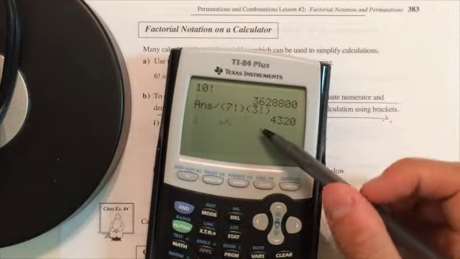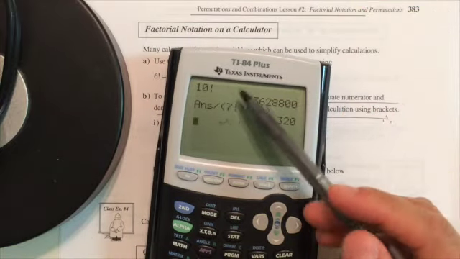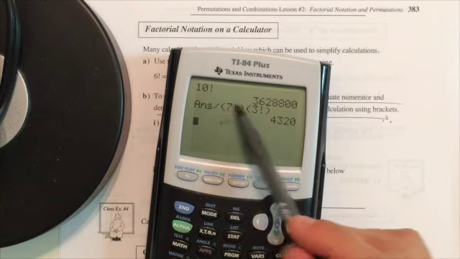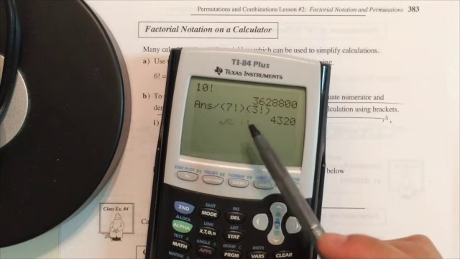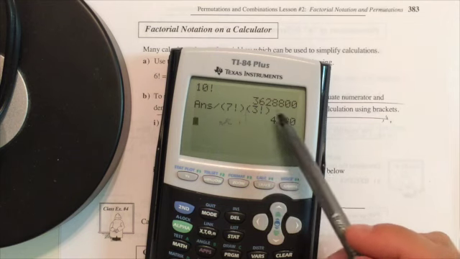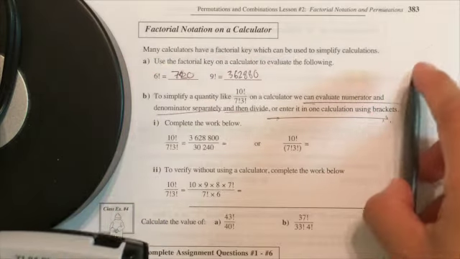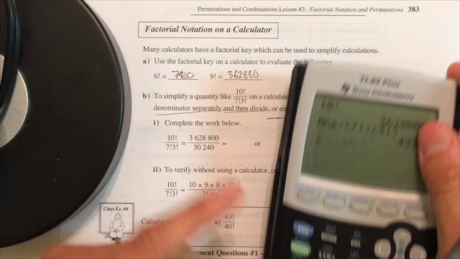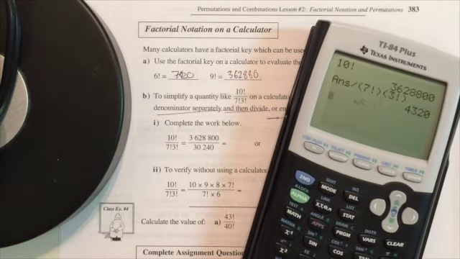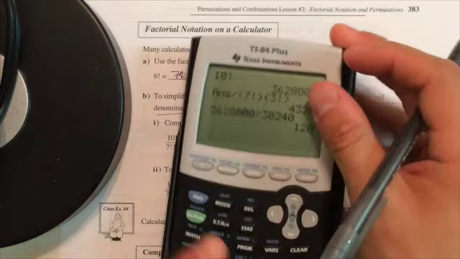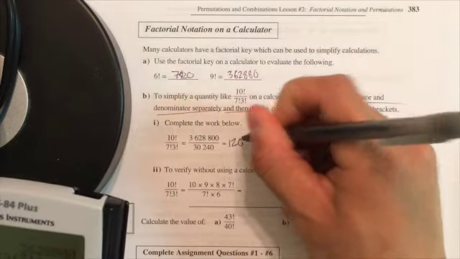But this isn't actually the right answer, because it's taking this number divided by 7 factorial, and then multiplying that final answer by 3 factorial. So what we'd have to do is do them separately. So 3,628,800, that was 10 factorial, divided by 30,240, and I get an answer of 120. So that's the correct answer.